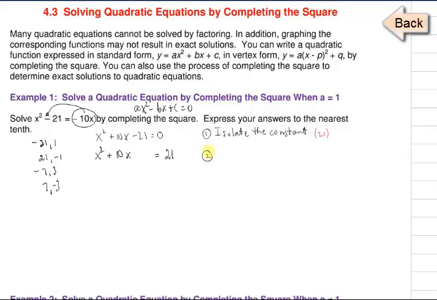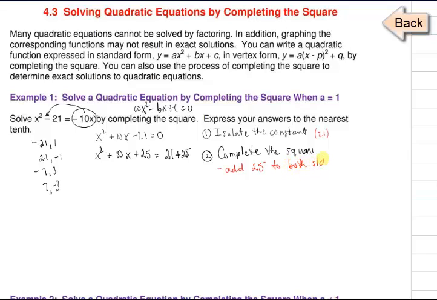Step number 2, we want to complete the square. Okay, so we want to take half of 10, which is 5, and square the 5, and add 25. And we're going to add 25 to the right also. All right, I'll just make a note of this and then I'll talk about why. So add 25 to both sides.